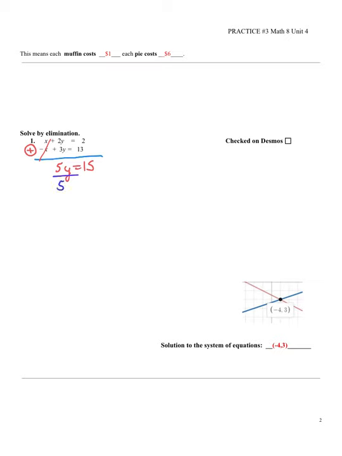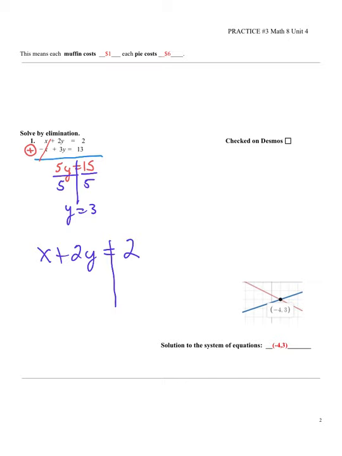Then this is a one-step equation. We're going to divide each side by 5. Y is equal to 3. Now, I like things to be positive, so I'm going to pick the first equation. But you could pick either one, as long as you do your calculations accurately, then it won't matter.